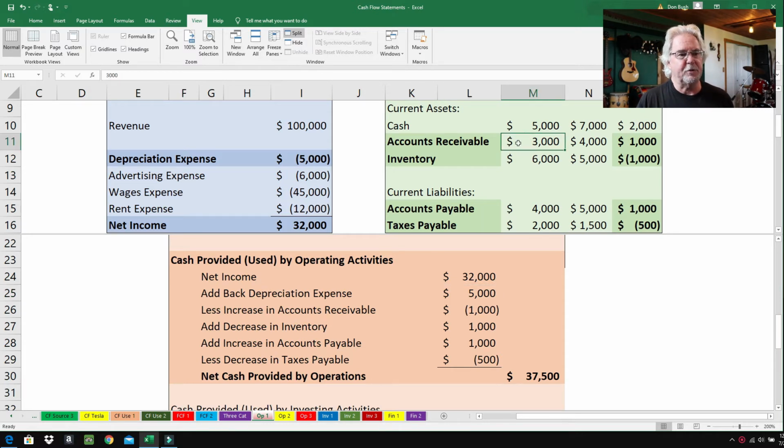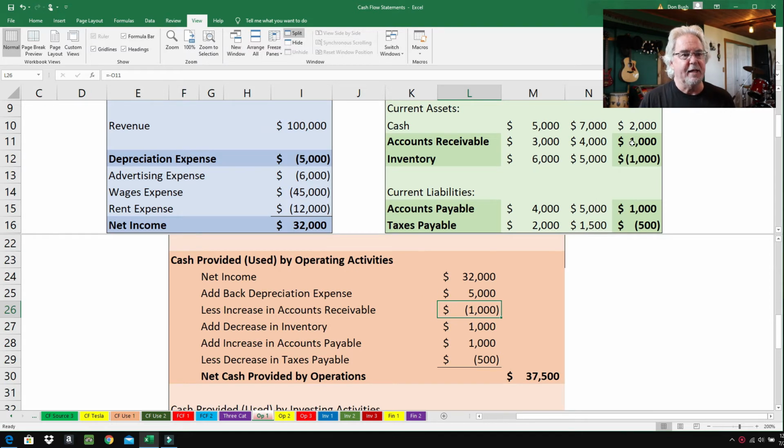And accounts receivable grew from $3,000 to $4,000. So accounts receivable grew by $1,000. And once again, when accounts receivable grows, that means you're making sales, but you're not getting paid. And this is a cash flow statement, and not getting paid is not good. So here's what we're going to do. Even though accounts receivable grew by $1,000, we're going to say less increase in accounts receivable. So we're going to minus $1,000.